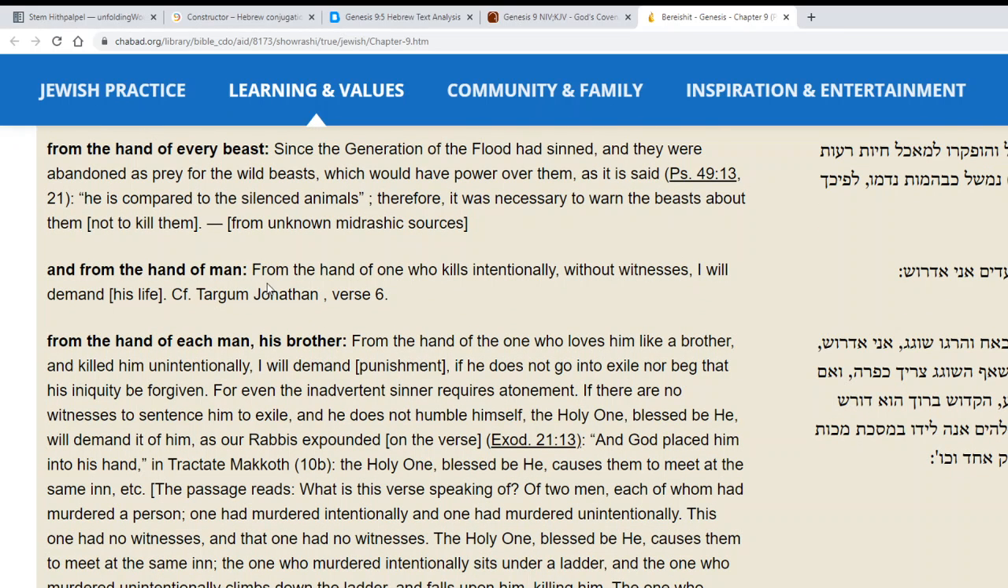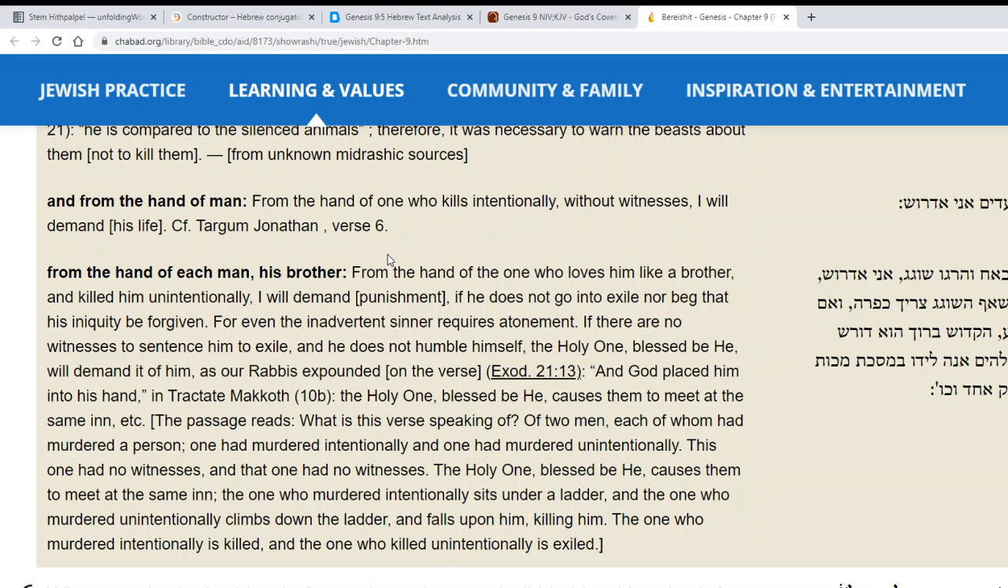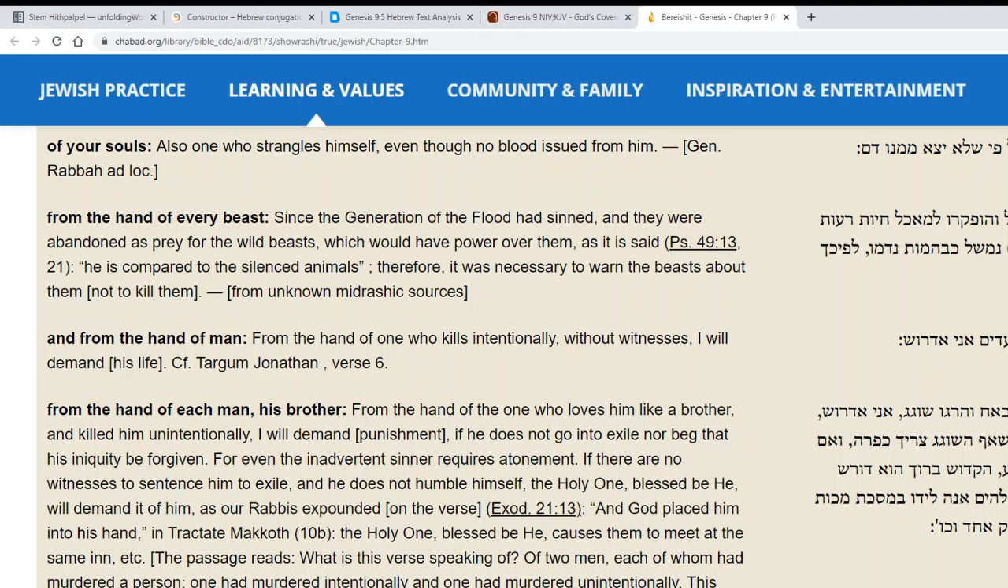And from the hand of man, from the hand of one who kills intentionally without witnesses, I will demand his life, right? So God, if there's no earthly justice, God will still edrosh, right? God is saying, I will do it, right? And apparently this comes from the Targum Yonatan of the next verse. From the hand of each man his brother. From the hand of the one who loves him like a brother and killed him unintentionally, right? So miyad ha'adam and miyad ish achiv, right?